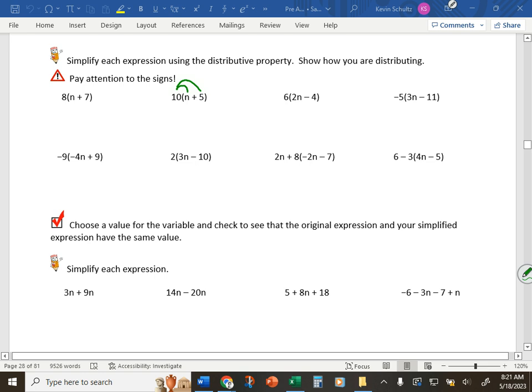Okay? The rules change with multiplication compared with addition when it comes to like terms. If this was 10 plus n, could we combine that? 10 plus n? No, because they're not like terms. But with multiplication, 10 times n, we can do that. It's just 10 times n.